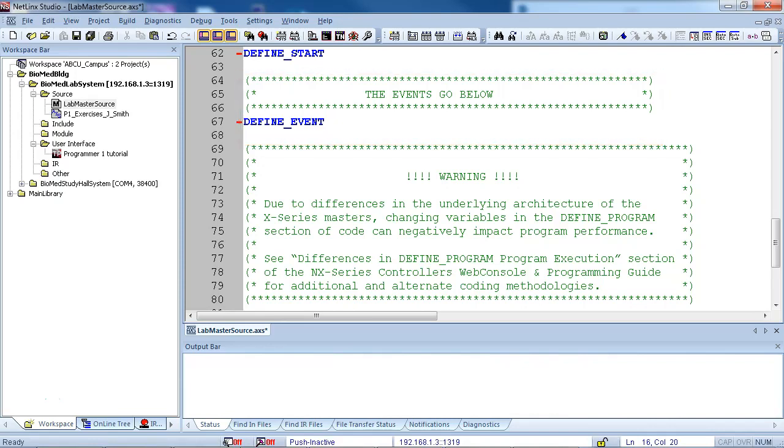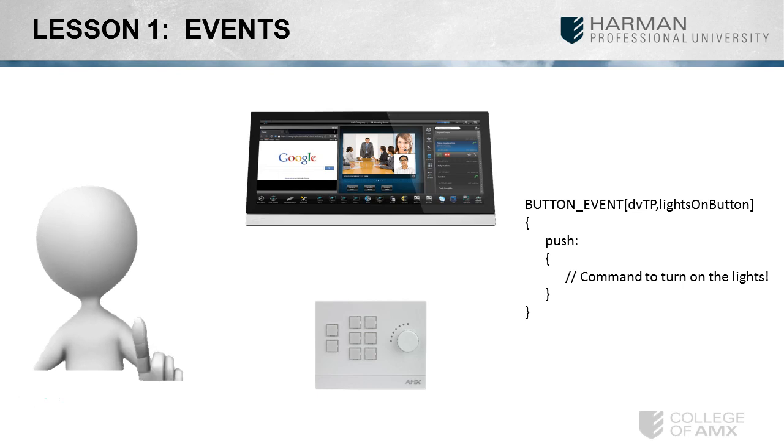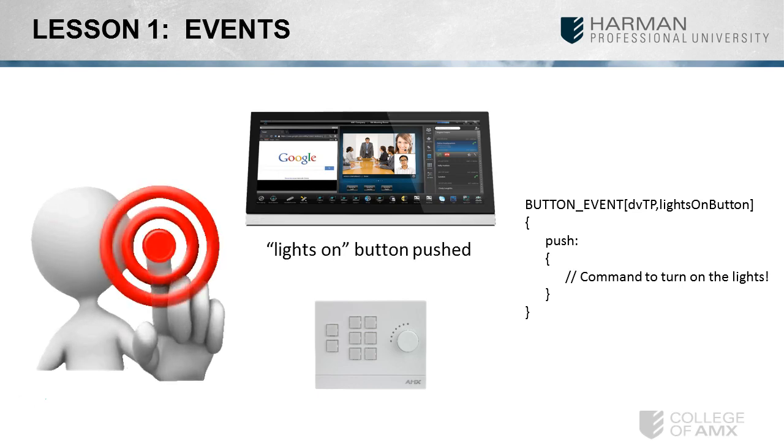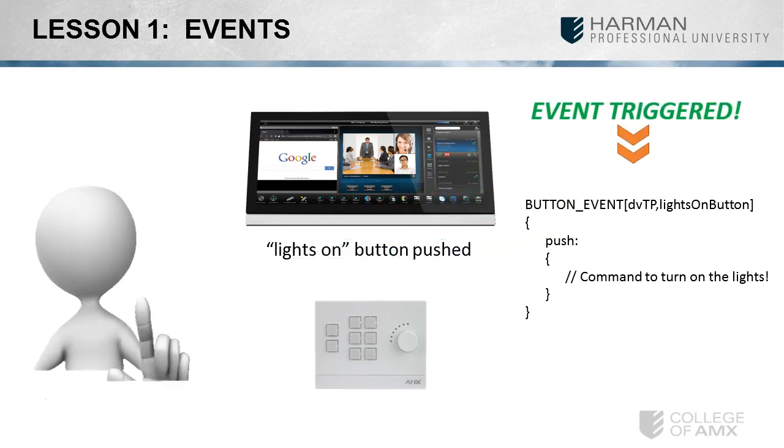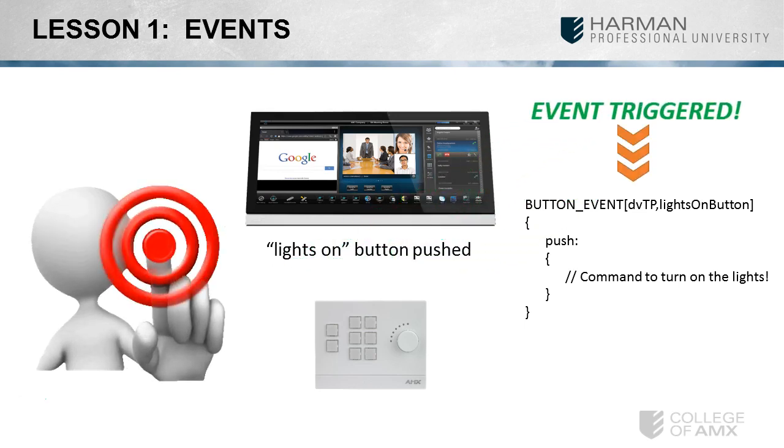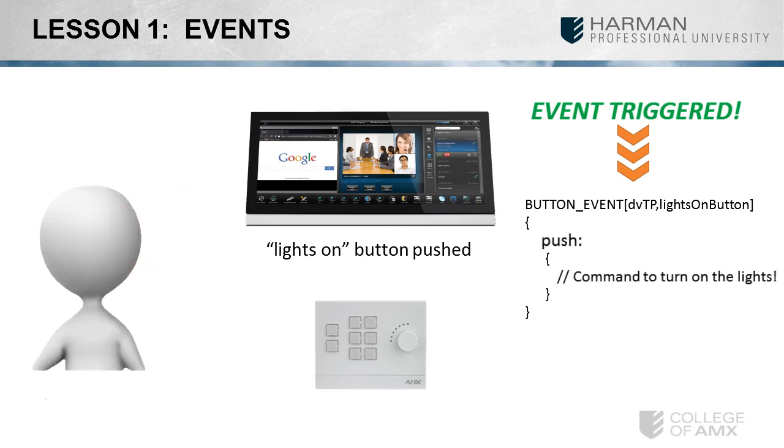To illustrate the significance of the define event section, it's important to realize that when your program is complete, the vast majority of the code will exist in define event. Basically, if an event occurs, like someone pressing a button on a touch panel or keypad, then do something based on that event. For example, a user presses the lights on button on a keypad. An event is triggered, and in the event handler, the push statement, the programmer will send the command to the lighting system to turn on the lights.